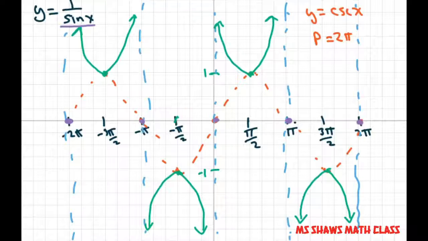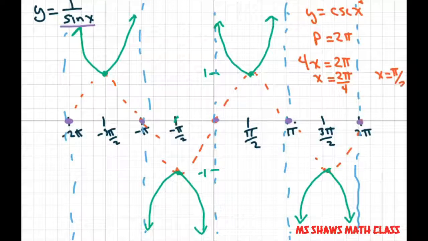So it repeats itself. When your argument is 4x, we want this to be 2 pi. So you're going to say 4x equals 2 pi. Divide both sides by 4, and you get x equals 2 pi over 4. And that means x equals pi over 2. So if you have a 4x, then that's pi over 2.